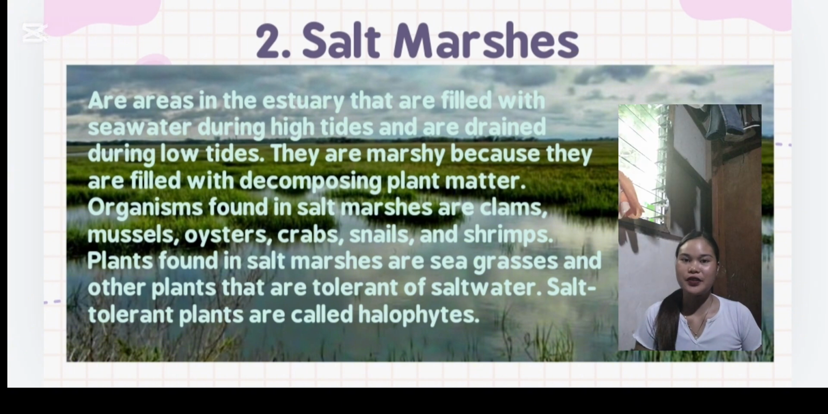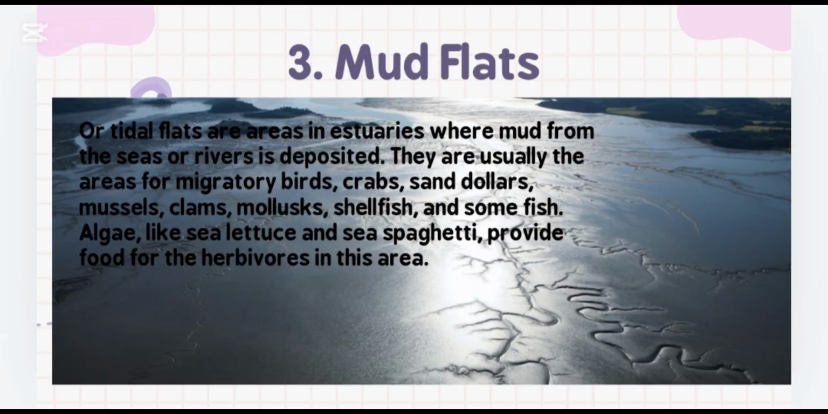Salt marshes are unique environments that thrive at the interface of fresh water and salt water. Their ability to withstand fluctuating salinity levels and provide habitat for various organisms makes them valuable coastal ecosystems. The plants found in salt marshes are called halophytes, which are plants adapted to tolerate high salt concentration.